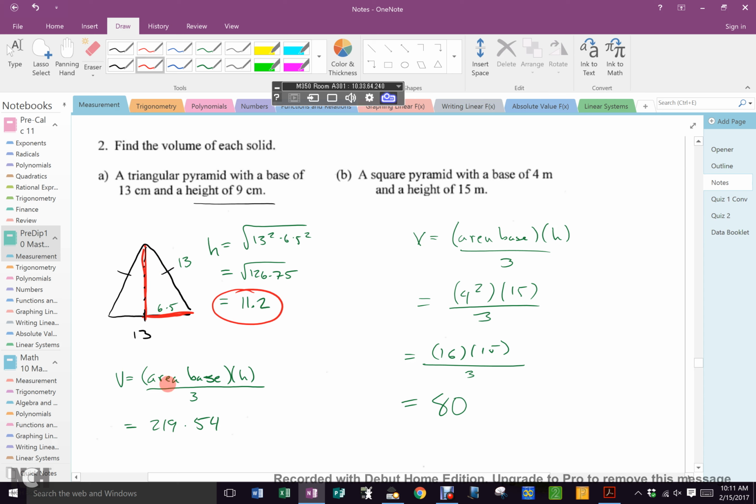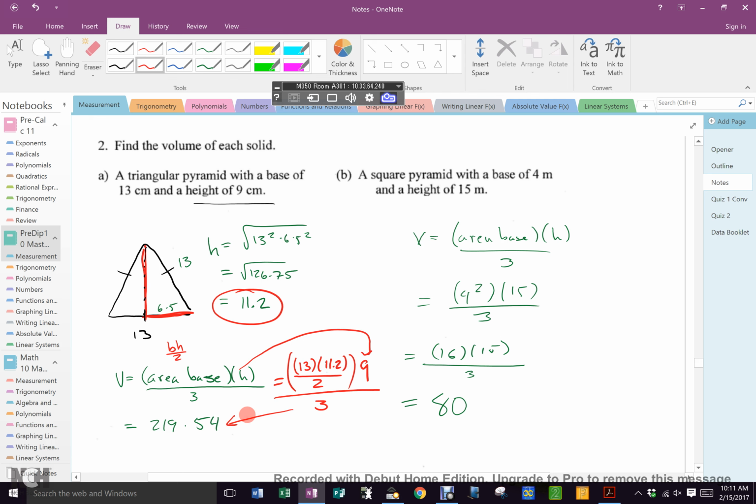Now the volume of every pyramid is the area of the base times the height divided by 3. So the area of the base, since it's a triangle, is base times height divided by 2. The base is 13, the height is 11.2. Then divide it by 2, multiply by the height, which was 9, and divide that whole answer by 3. Now I can show you that here. That is the area of the base, 13 times the height, which was 11.2, all that divided by 2, times 9, because that's the height of the whole pyramid, right there. And then since it's a pyramid, I have to divide by 3. And that will get me 219.54.